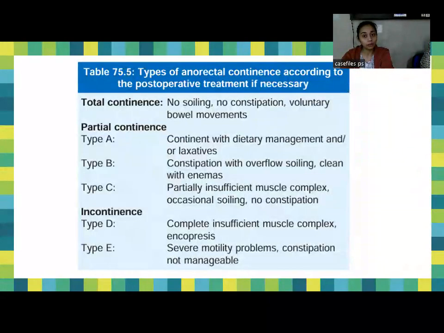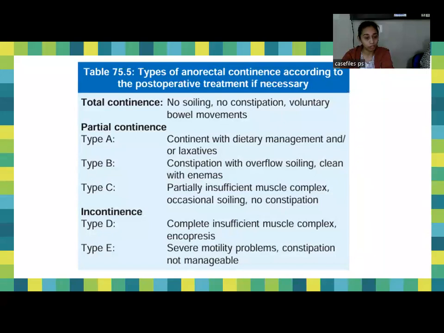Anorectal continence can be divided into 3 groups. A child that has achieved total continence has no soiling, no constipation, with voluntary bowel movements; then partial continence, and complete incontinence. Partial can again be of type A, B, C. A can be managed with diet changes and laxatives. B is when the child has constipation with overflow soiling but remains clean with enemas. Type C has a partially insufficient muscle complex, with occasional soiling and no constipation.